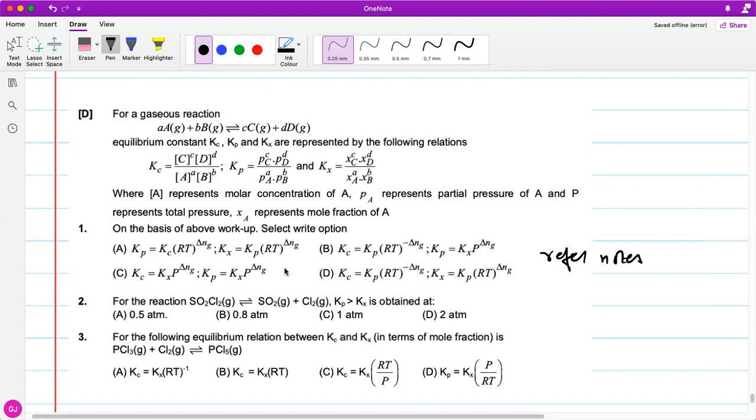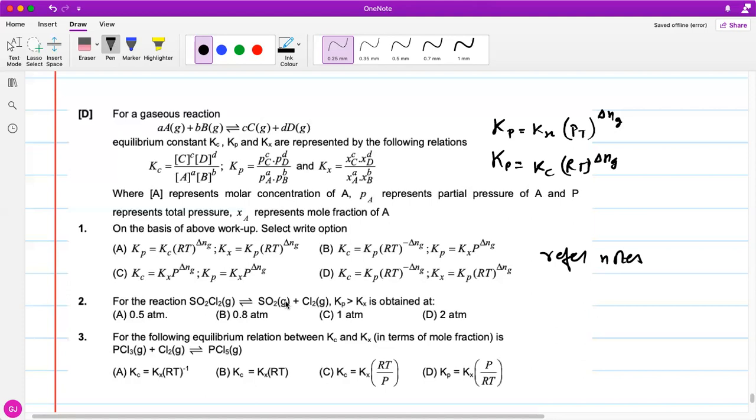And between Kp and Kx, we get the relationship. So Kp is equal to Kx into P total raised to the power of delta Ng, and Kp is equal to Kc into RT raised to the power of delta Ng. So use these to find out which expression matches.